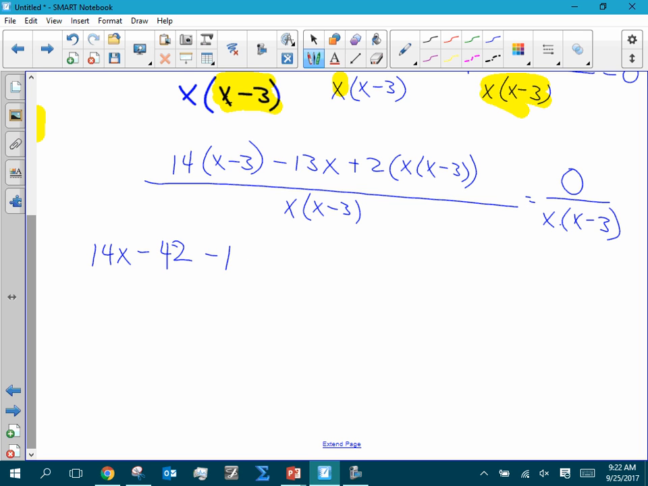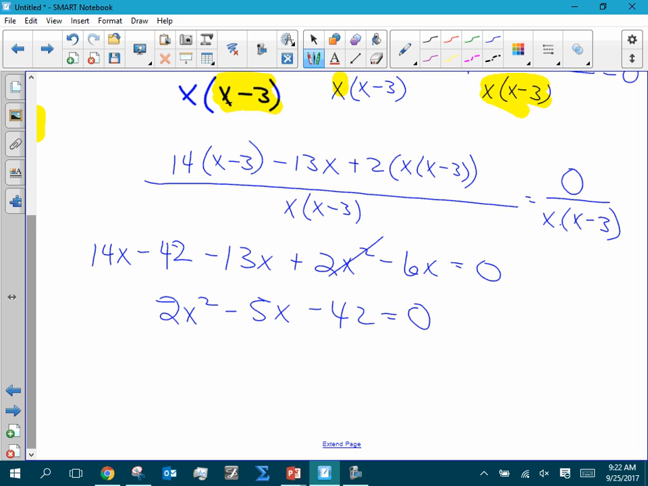Minus 42 minus 13x plus, that's going to be x squared minus 3x times 2, so 2x squared minus 6x equals 0. Does that make sense? Okay. Now I can combine like terms, so I get positive 2x squared. Done with that. 14 minus 13 minus 6, so minus 5x. Minus 42 equals 0. Is that doable?